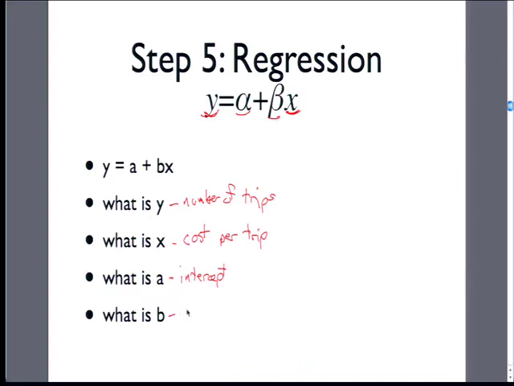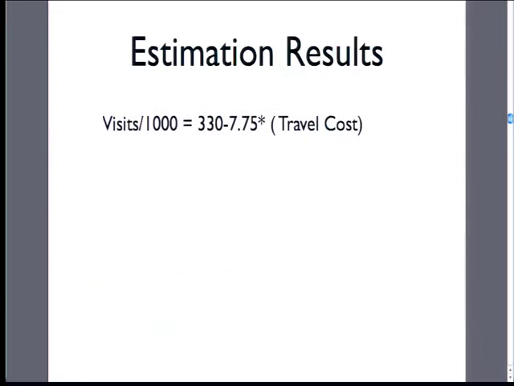And what's b? At some slope, it's going to have the responsiveness, how the cost is going to affect the number of trips. How responsive the number of trips is going to be to the cost. It's going to be affected by the slope. So here they have a sample of this estimation result. Here's our y, here's our a, here's our b, and here's our x. It's negative because it's a demand curve sloping down.